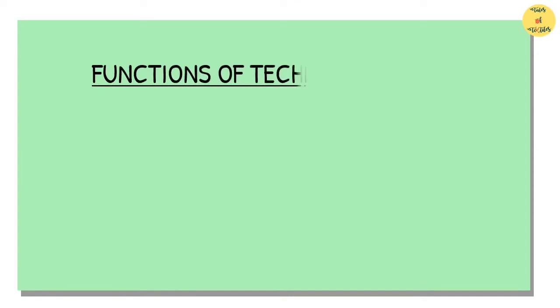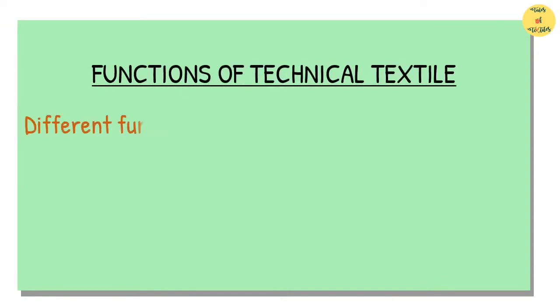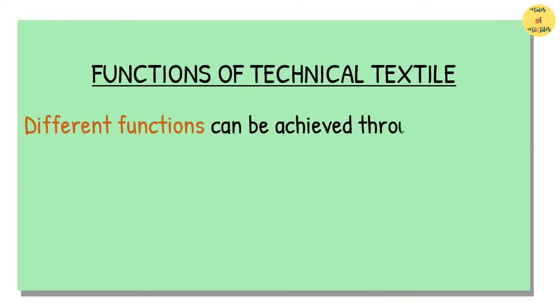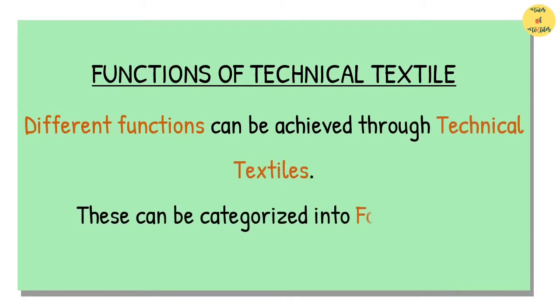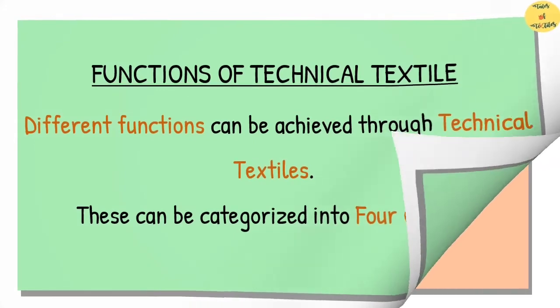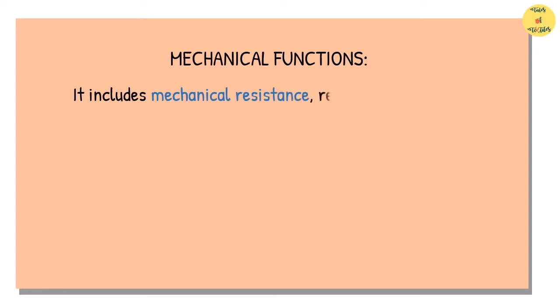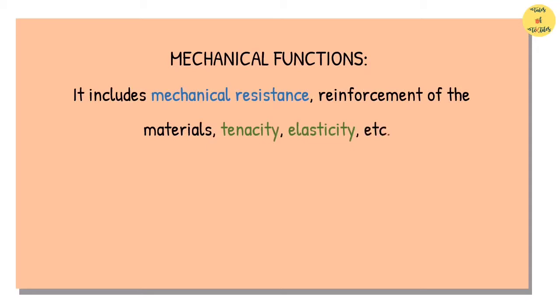Functions of technical textiles. Different functions can be achieved through technical textiles. These can be categorized into four groups. Mechanical functions. It includes mechanical resistance, reinforcement of the materials, tenacity, elasticity, etc.